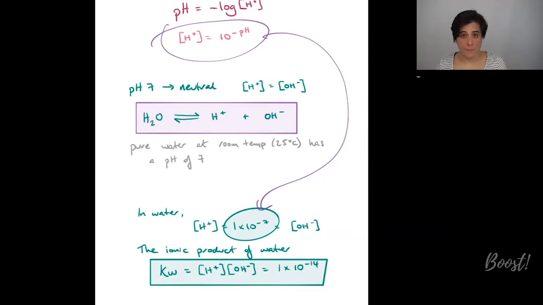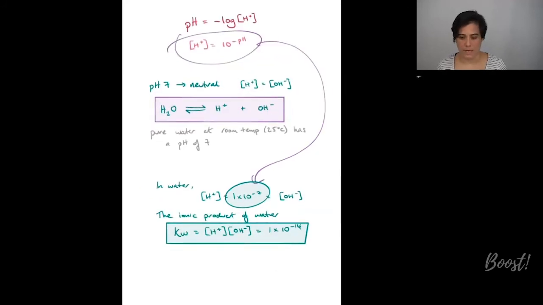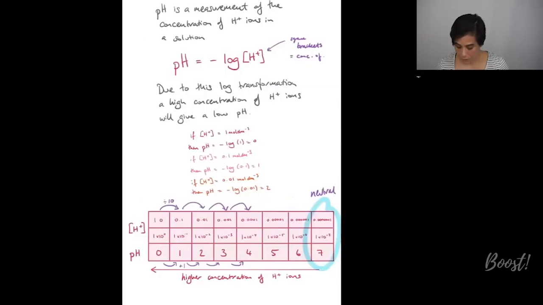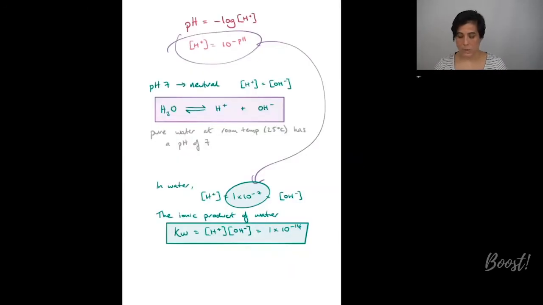So we'll come back to this idea of the ionic product of water when we look at calculating the pH of strong bases, because that's how we'll relate the concentration of OH- ions with the concentration of H+ ions, which is ultimately what we need to know in order to find the pH of anything. So, as I said, we'll come back to that. So we've looked at now what the meaning of pH is, what the relationship is between pH and the concentration of H+ ions, as well as what the relationship is between pH and H+ and OH- at neutral concentrations or with water at room temperature.